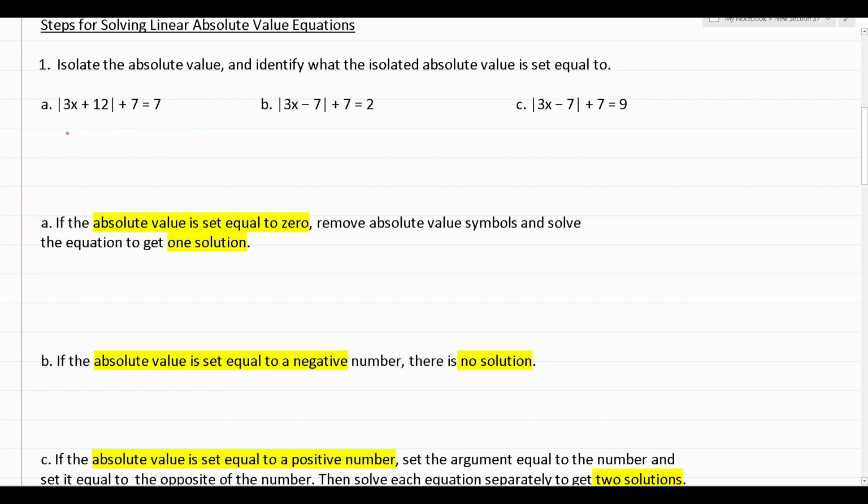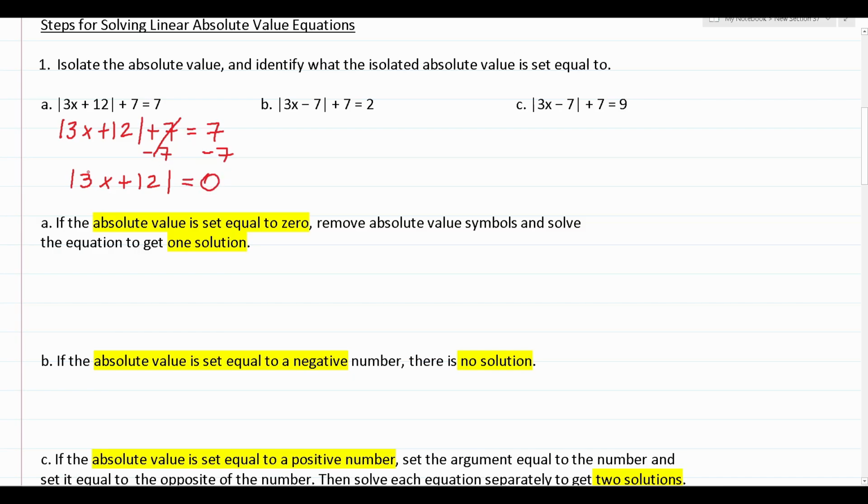So let me go ahead and copy this down as if it was on my own scratch paper. We have the absolute value of 3x plus 12, plus 7, equals 7. Again, to isolate this absolute value, that is 3x plus 12, we're going to subtract 7 from both sides. This will cross out here since 7 minus 7 is 0, leaving us with the absolute value of 3x plus 12 equaling 7 minus 7, which is also 0.